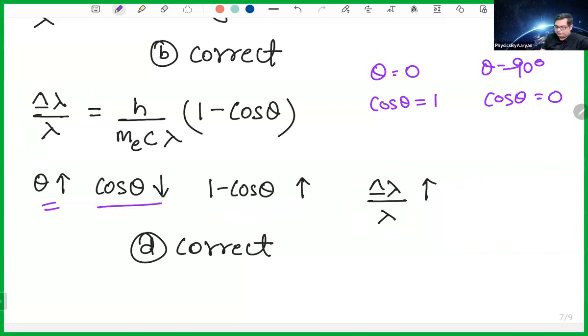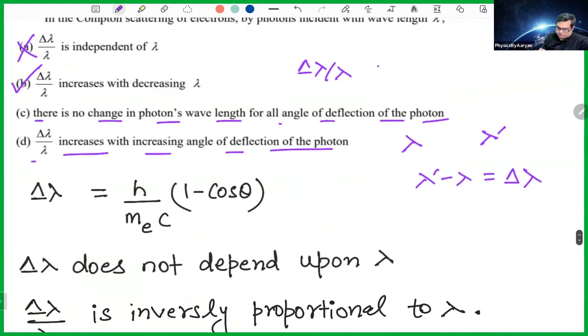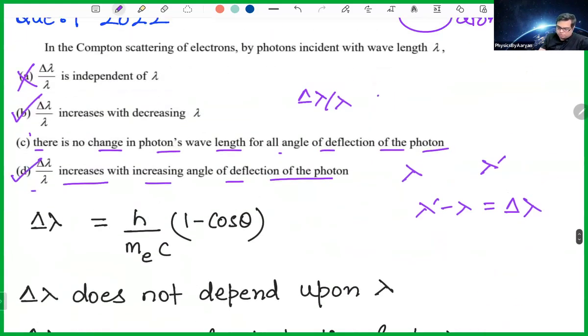So delta lambda by lambda actually increases with theta. So D option is also correct. So your B and D both are right, and A and C are wrong. So B and D are the correct answer for this question. So that was your question from the Compton scattering.